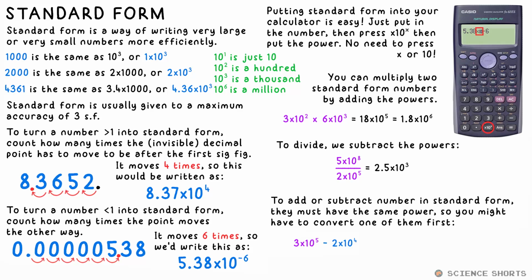So what's 3 times 10 to the 5 minus 2 times 10 to the 4? We'd first have to convert one of these to be the same as the other, so changing the times 10 to the 4 to times 10 to the 5 means going up a power of 10, so the number itself must be smaller, so that's now 0.2 times 10 to the 5. So then we can do the calculation. 3 times 10 to the 5 minus 0.2 times 10 to the 5 gives us 2.8 times 10 to the 5. The powers of 10 are unaffected.